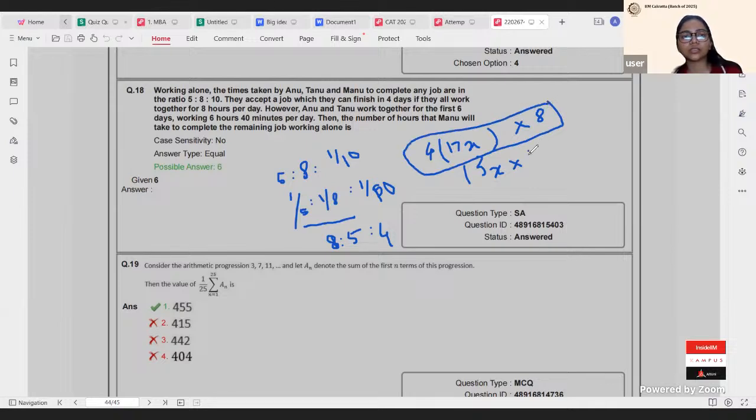So this into 6 hours 40 minutes. This has already been the work that is done. The total work left is this minus this. We calculated the number of hours that Manu will take to complete. Manu's efficiency is 4x, so we'll ultimately divide whatever we have by 4x. The number of hours will ultimately come down to 6.